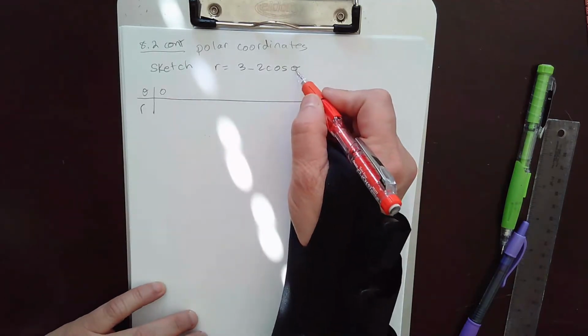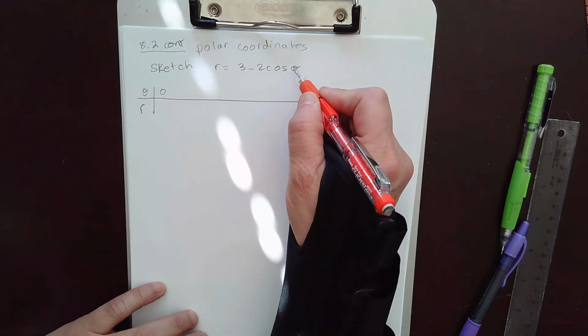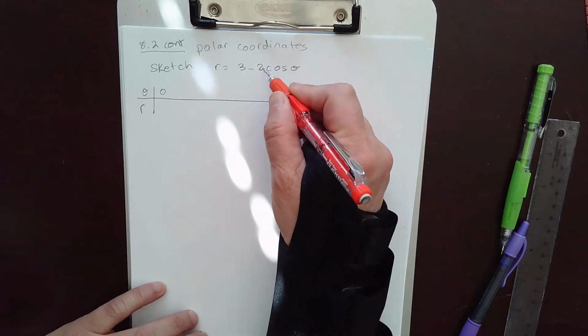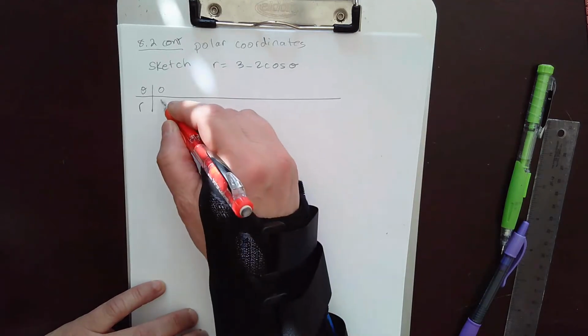When theta is 0, cosine 0 is 1, right? So 1 times 2 is 2. So 3 minus 2, it would be 1.